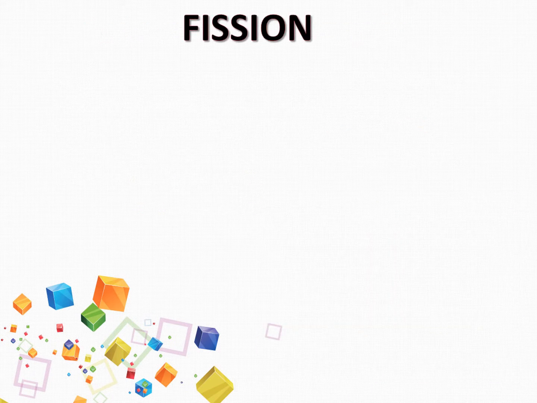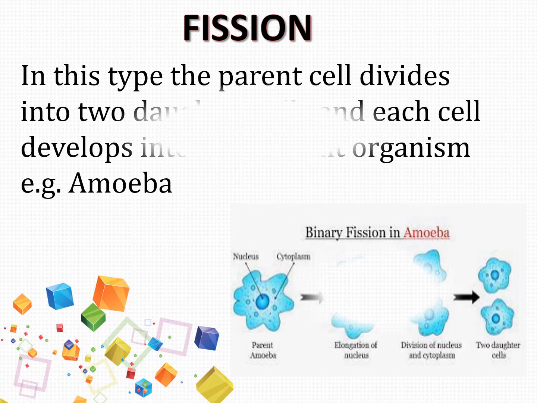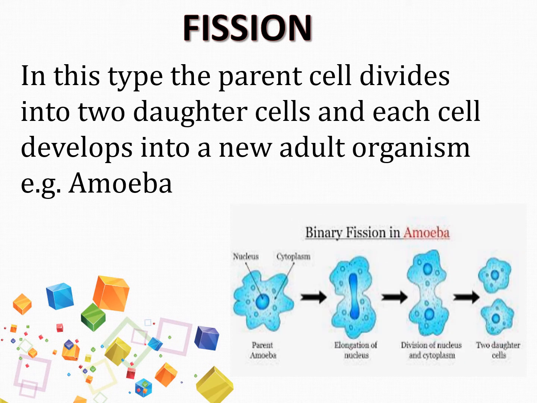The next vegetative reproduction is fission. The common example of fission is amoeba. In this type, the parent cell divides into two daughter cells and each cell develops into a new adult organism. See, this is the parent cell. It undergoes a division. Finally, it divides into two daughter cells. Each has its own nucleus within its body. So, this type of vegetative reproduction is called fission.